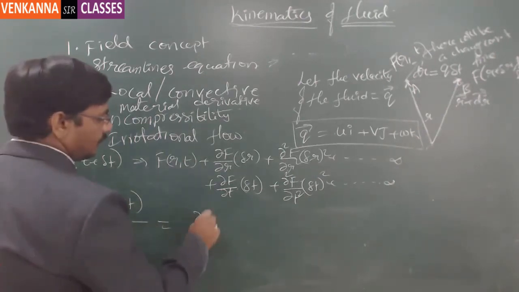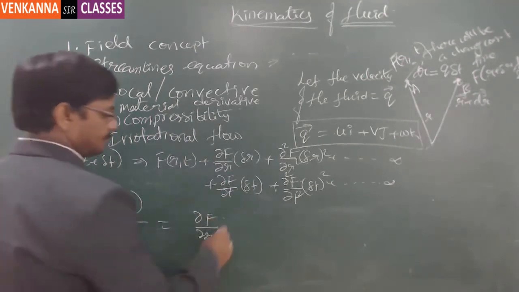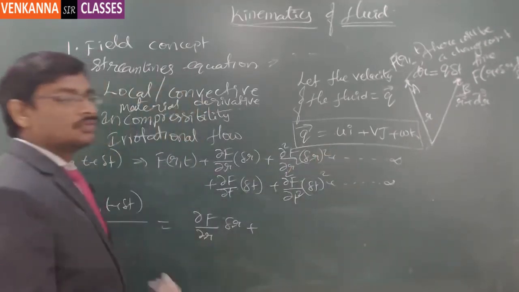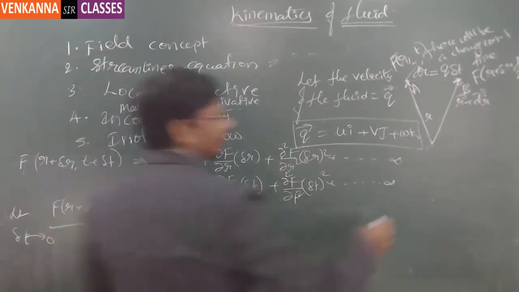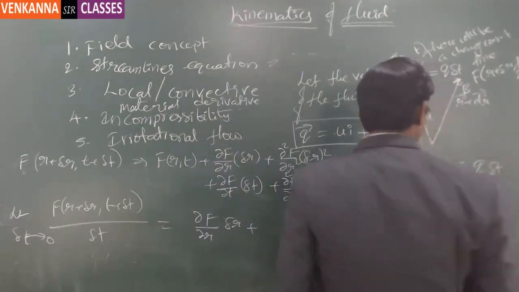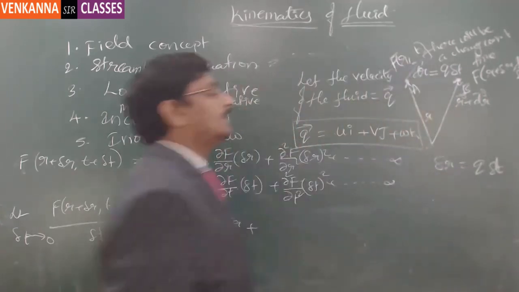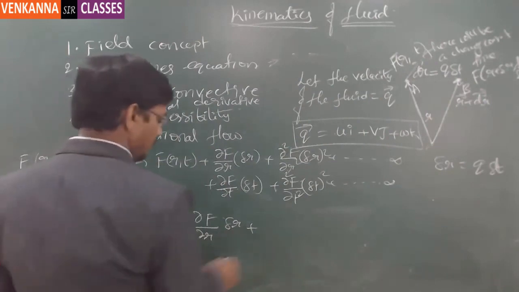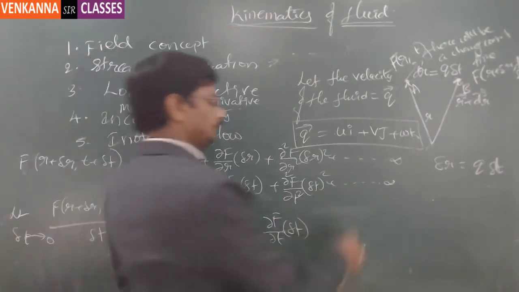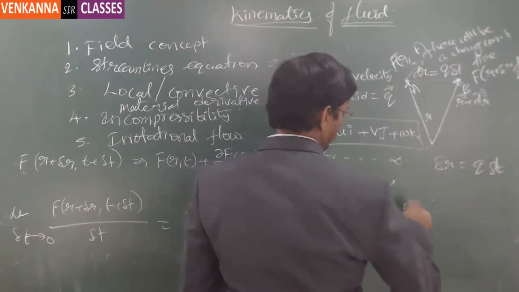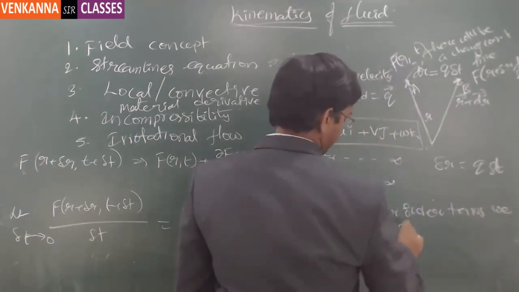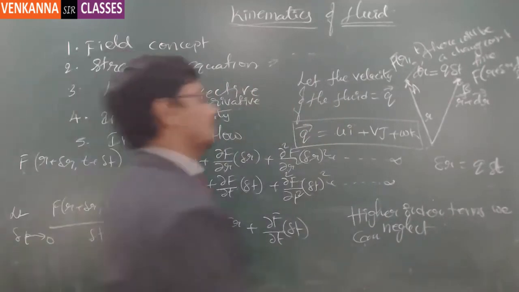then this will be dou f by dou r into delta r, and then assume that from delta r whole square onwards it is going to be 0, as delta r is equal to, from this equation, q into delta t. So as delta t tends to 0, delta r will also be 0. Then dou f by dou t into delta t, and the higher order terms we can neglect as delta t tends to 0.